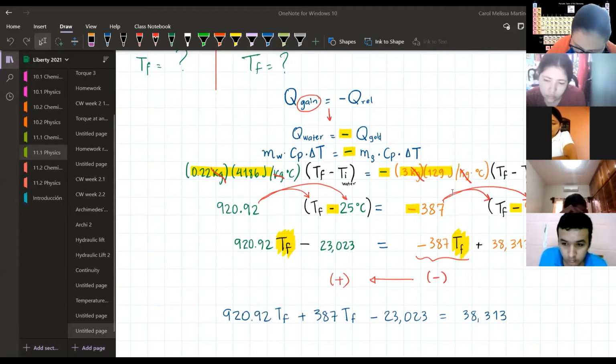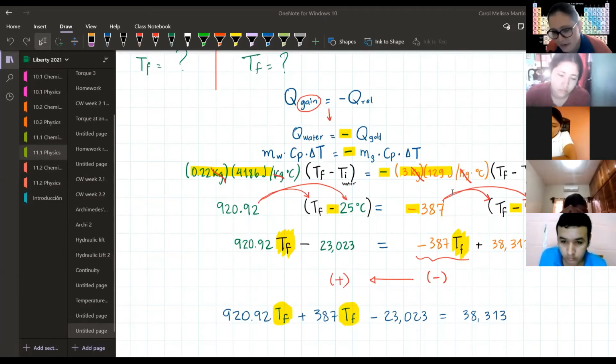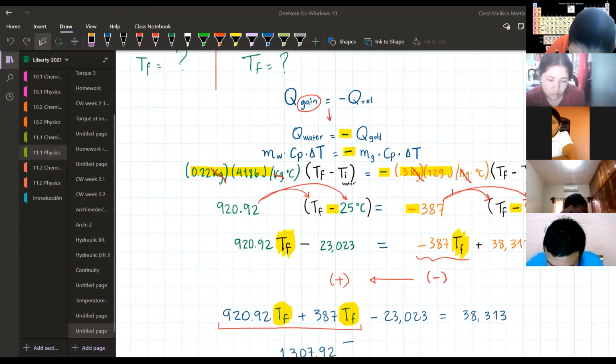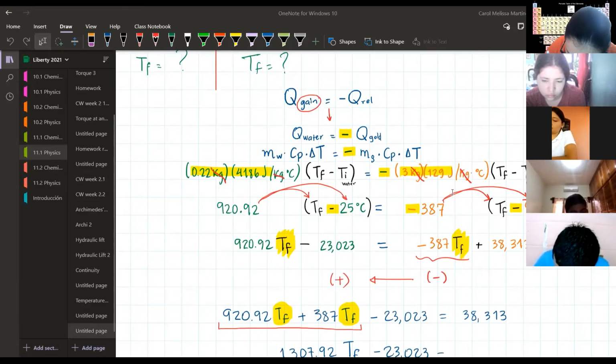And again, I repeat, I have Tf, the same variable. So when you have the same variable, what you have is the common factor. Now you can just add 920.92 with 387, which gives me 1,307.92 Tf minus 23,023 equals 38,313.